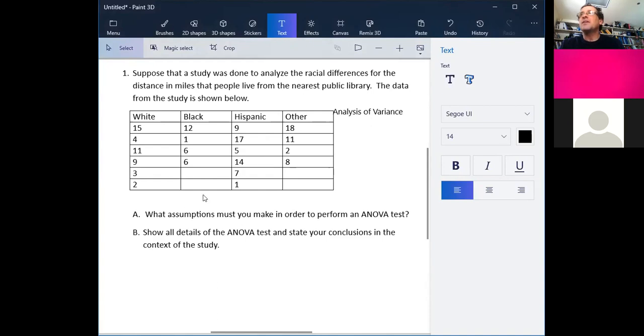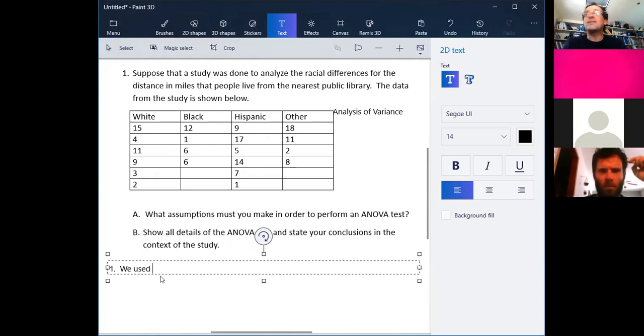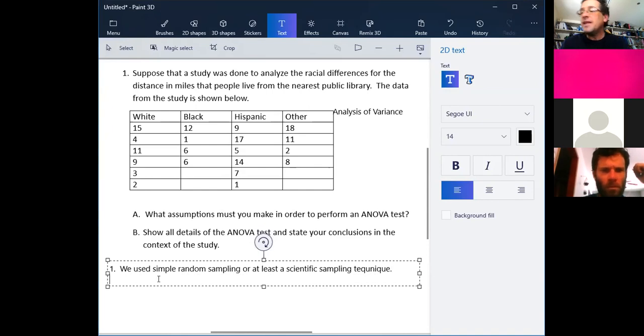Yes. Yeah, so the first thing is we have to make sure that we have a good scientific study, and I'm just going to write down the standard. One is we used simple random sampling, or at least scientific surveying. Sampling technique. Any questions on that? Okay, another one that we have seen kind of over and over again is, any thoughts?